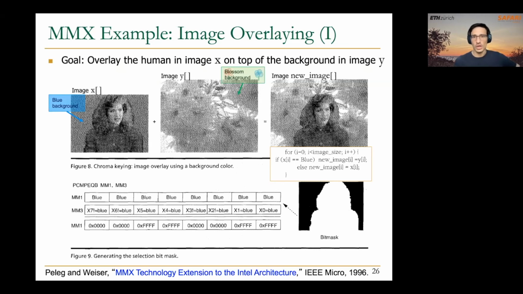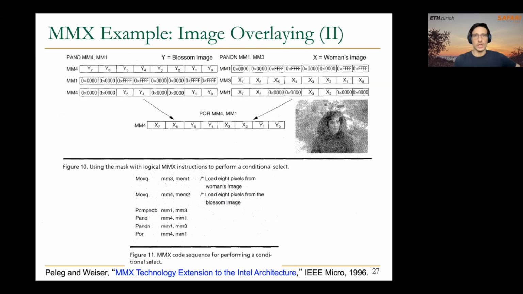As we have just seen in our previous example, we use this packed compare operation in order to obtain the mask. What we essentially do is, for every single pixel, every single element of image X, we compare it to the value blue to see if the pixel belongs to the background or not. Based on that, we generate this bit mask. Then in the next instructions, we use this bit mask to filter those elements either from the blossom image or from the woman's image that we want to use in the final image. And then we merge the filtered pixels using this packed OR instruction.